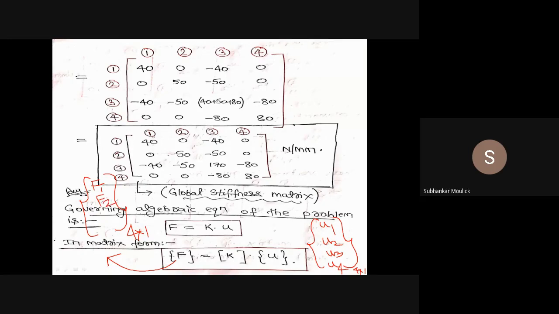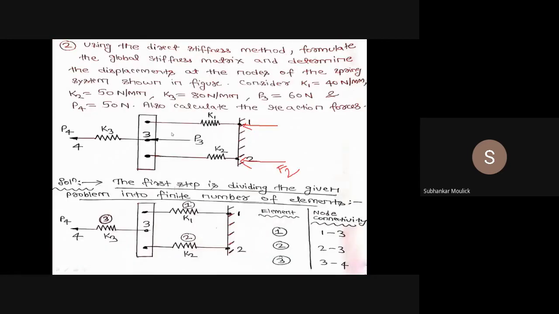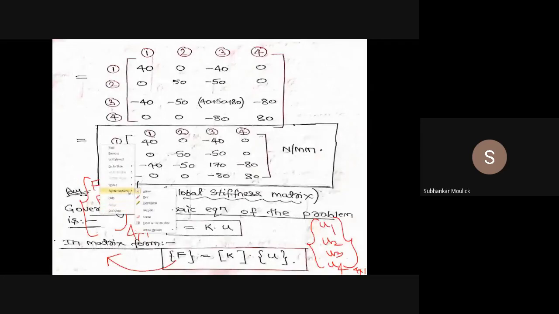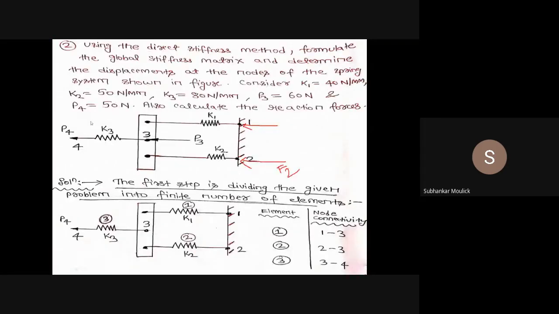At node 3, the nodal force is F3, which is given in the problem as P3, and it is 60 Newton. I am taking it negative because it is acting in the negative x direction, so F3 is minus 60. Similarly, F4 is also given, equal to P4, acting at nodal point 4 along the negative x direction. So the value of P4, again taken as negative, is minus 50 Newton.